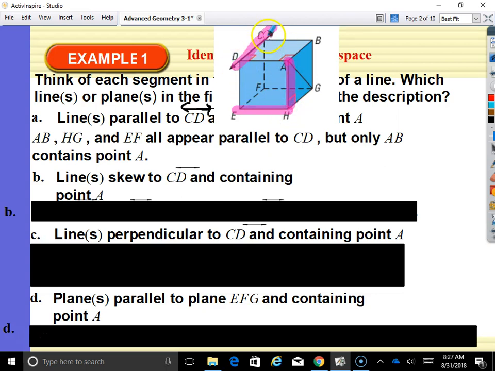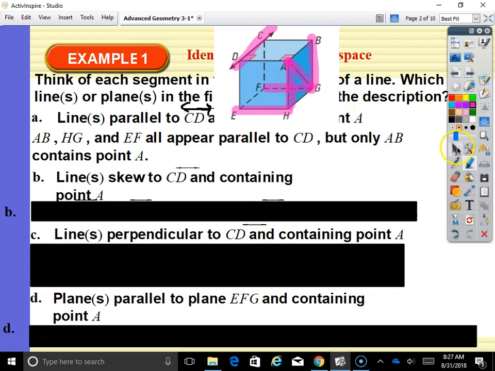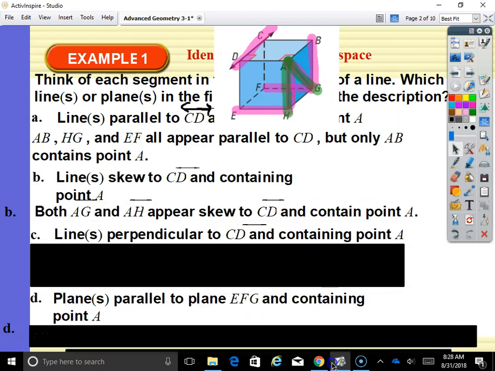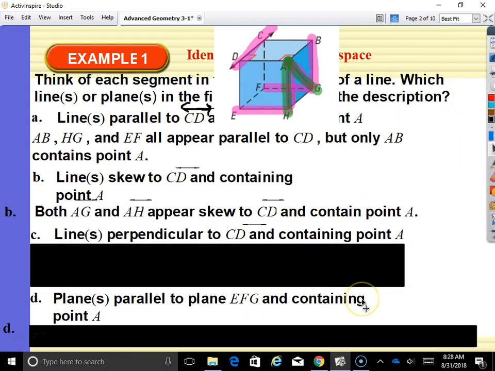How about the side wall? Intersect, intersect, parallel. No. Back wall. Intersect, intersect. This one will work. How about this side wall? Parallel, parallel. Yes, yes. And this one will work too. So we have line EH, line AH, line BG, and line AG are skew to line CD. Which one contains point A? If we're doing the ones that only contain point A, we have AG and AH. Make sense?